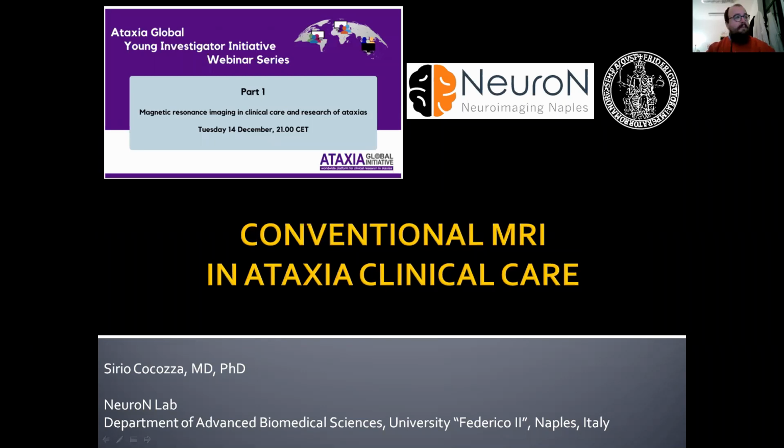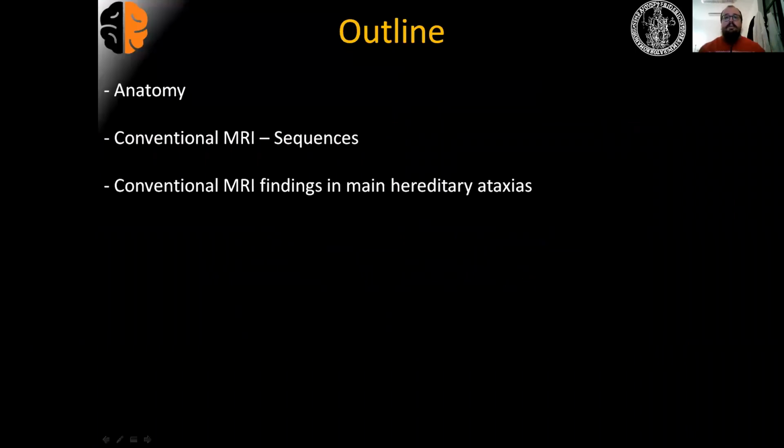So this is the outline of the presentation I'm going to give you in the next 20 minutes. We're going to have a brief introductory part on the anatomy, on what is possible to see with conventional MRI of the anatomy of the cerebellum and the infratentorial compartment. Then a very brief overview of the conventional MRI sequences that are used in clinical routine when evaluating patients with ataxias, and then a very fast overview of the main conventional MRI findings in the most prevalent hereditary ataxias.